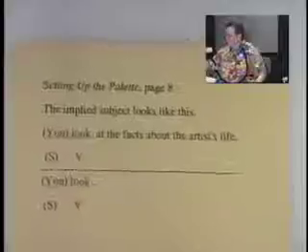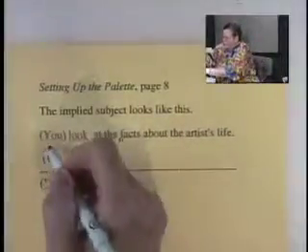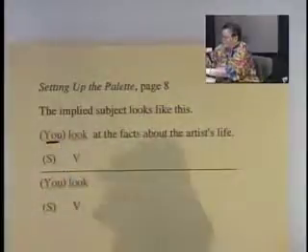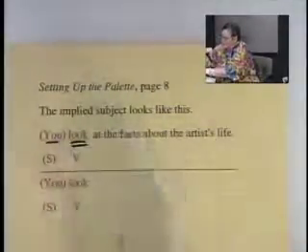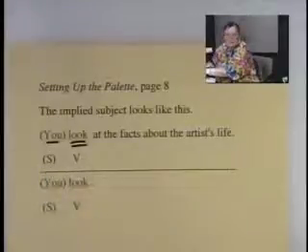So on page 8, when you have an implied subject, this is the sentence we were looking at just a second ago, your subject, you, is implied. It goes in parentheses. Look is your verb, 2 lines under that. And it's going to look like this: S with parentheses around it, subject implied, 1 subject and 1 verb.